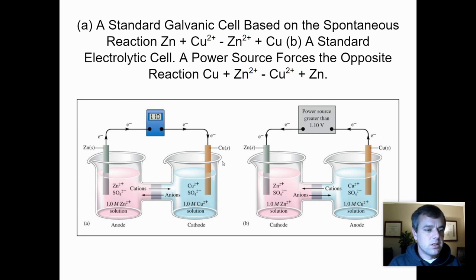So this is kind of showing a standard galvanic cell, and if you had a power source greater than 1.1 volts in the reverse direction, you can reverse bias this and make the reaction run backwards. Right. So I hope that gives you a little bit of an understanding of how this works. And I hope you'll have a fantastic day.